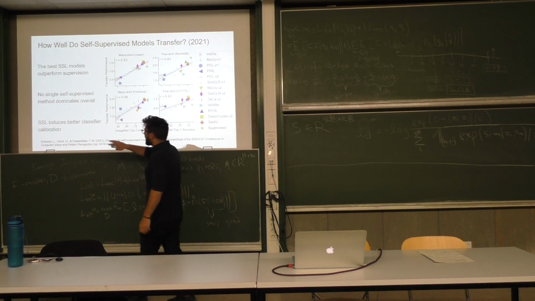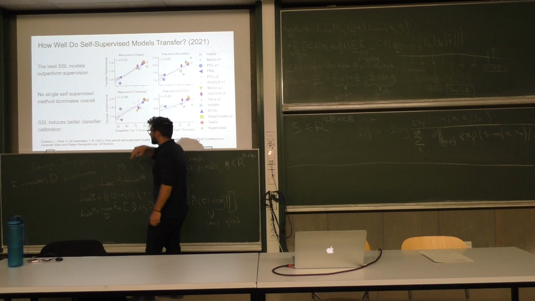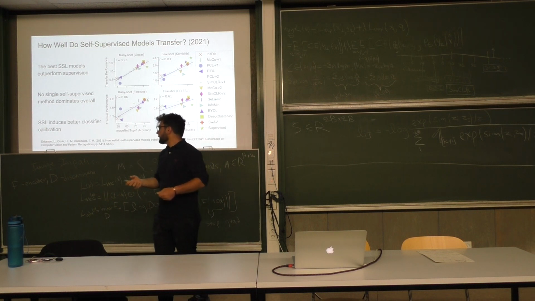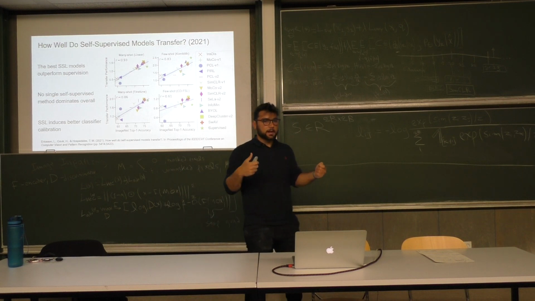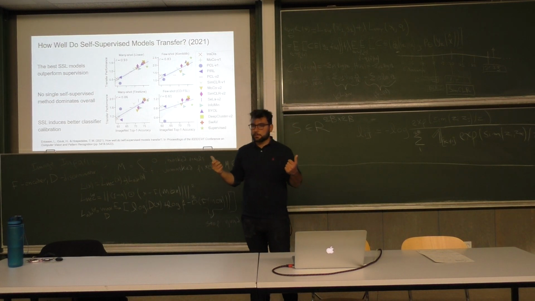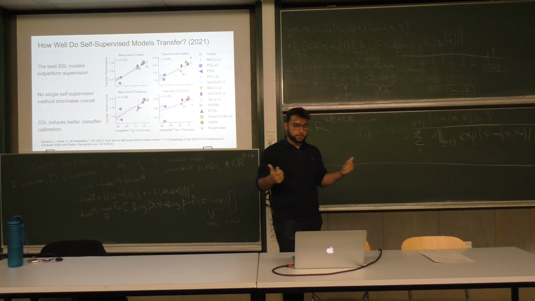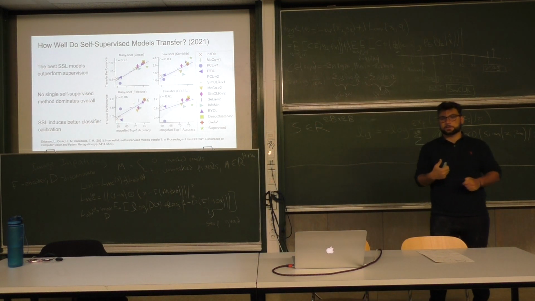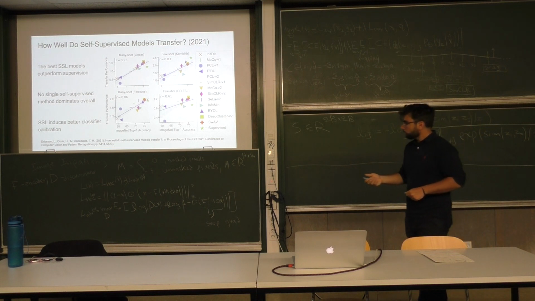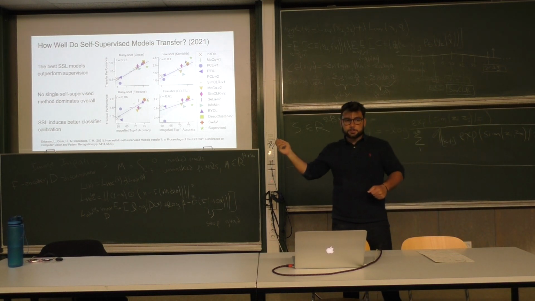And third, they provide some small analysis showing that when they train a classifier on the downstream tasks with these features, the classifiers are more calibrated and less prone to overfitting on the downstream task. Any questions?